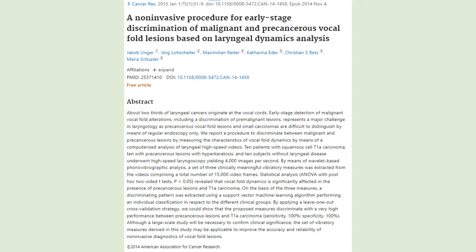The edges are not as precise on phonovibrograms. The purpose is to discern objects obstructing the lumen from glottis, making it possible to detect abnormalities. The quantitative measurements are discussed. The result is a classification between precancerous lesions and T1A carcinoma with a specificity of 100% and a sensitivity of 100%, although the authors suggest a large-scale study to verify their findings.